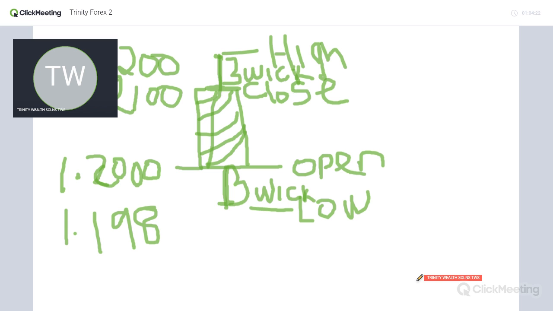body of the candlestick. This is a bullish candlestick because it opened here and it closed here. When the closing is above the opening, remember, the bulls push it up. So that's a bullish candlestick. A bearish candlestick is the opposite. The only thing to change is the opening and the closing.